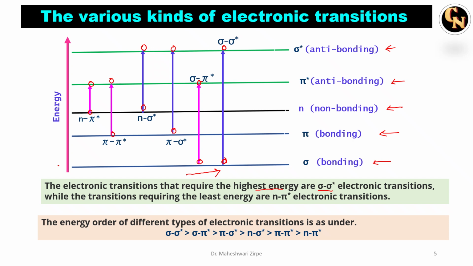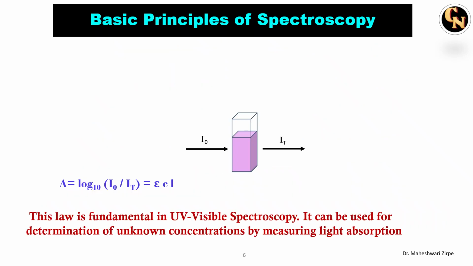Now this is how the electronic transition is going to occur, and this is the diagram which represents the various electronic transitions which occur during the absorption process. Now let us understand the basic principles of spectroscopy.